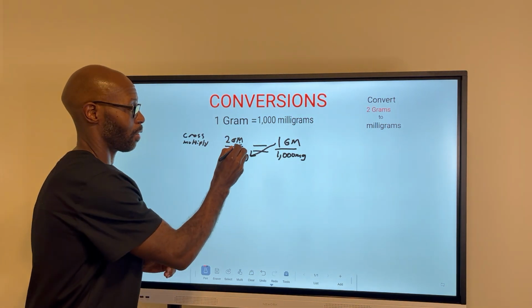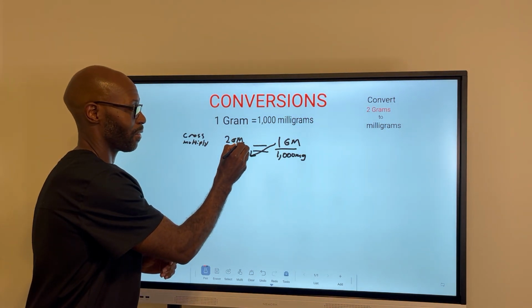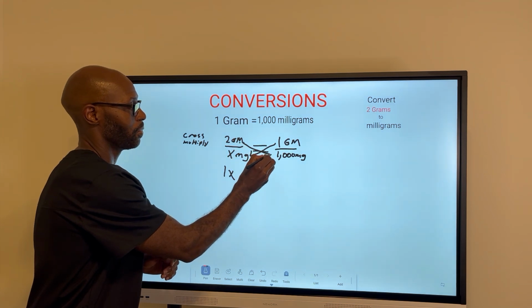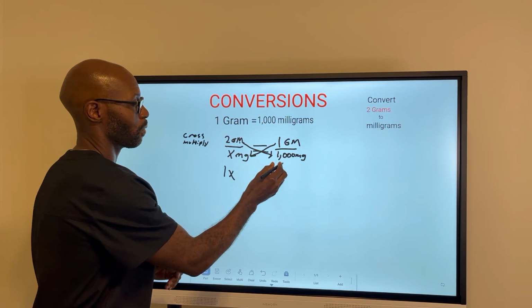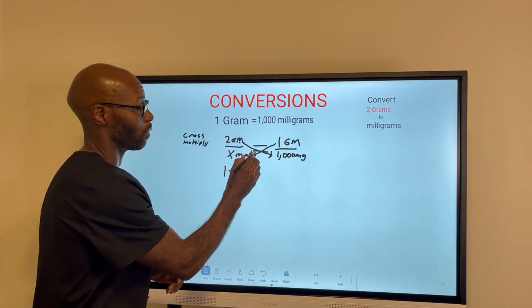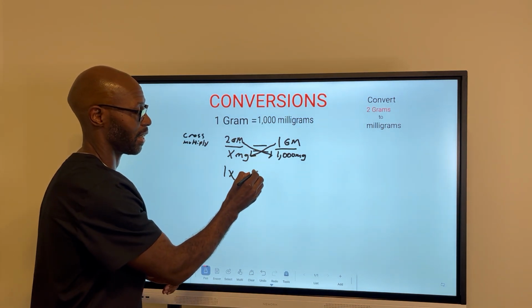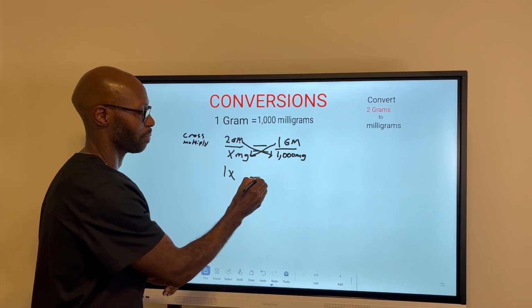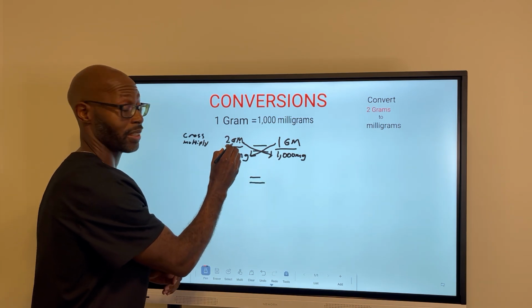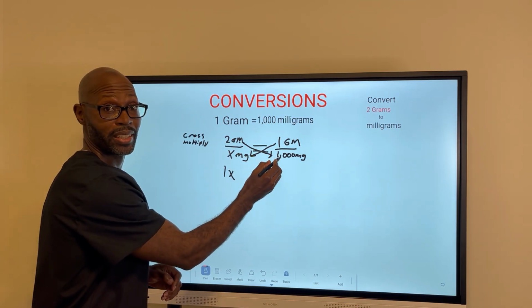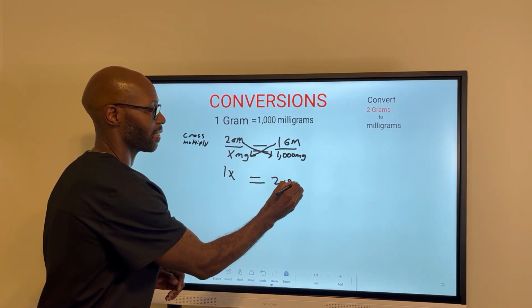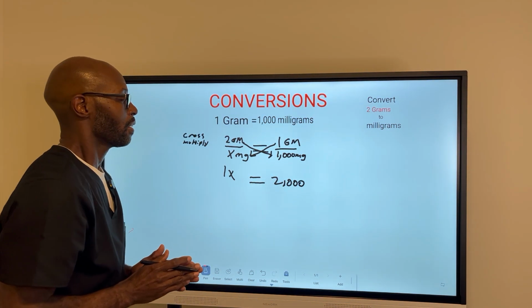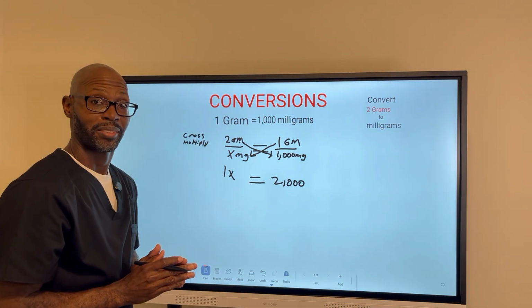Okay, so I'm going to write my arrow, I'm sorry. So 2 times 1,000 equals 2,000. So what you want to do is bring the equal sign down now. So bring down your equal sign. And again, 2 times 1,000 equals 2,000. So did you get that?